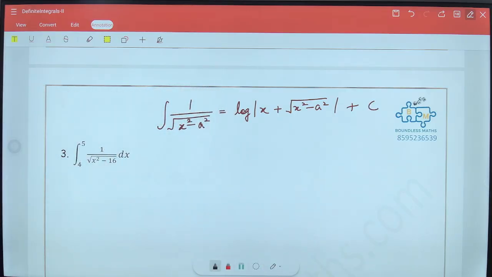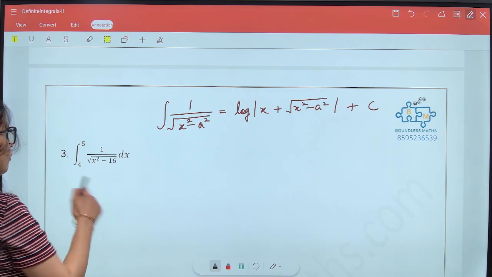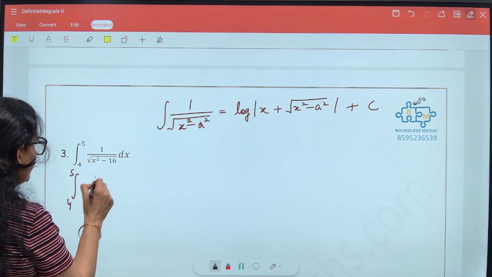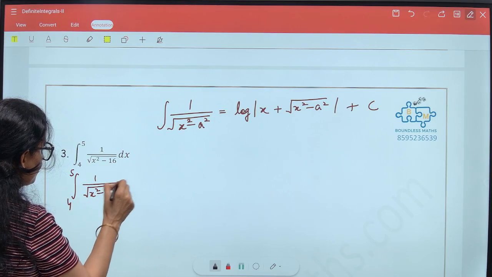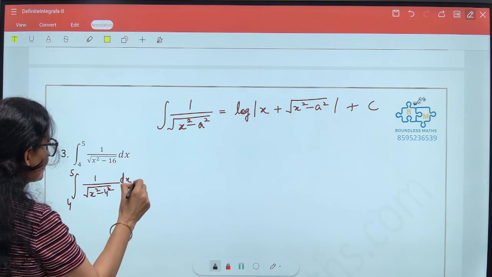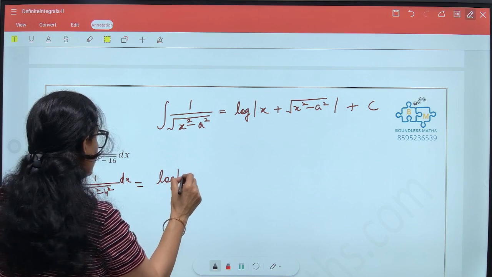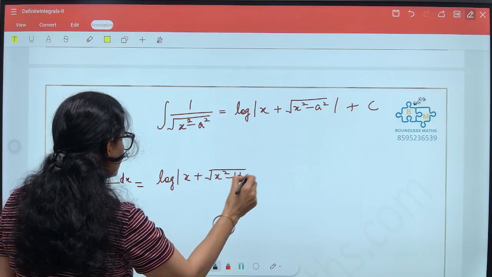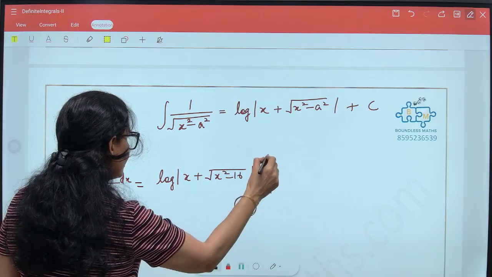So this is what we have already done in indefinite integrals. This is one of the standard formulas that we have already seen. So how do we use it here? The limits are 4 to 5. Integral of 1 upon square root of x square minus 4 square into dx becomes equal to log of x plus square root of x square minus 16 bounded by 4 and 5.